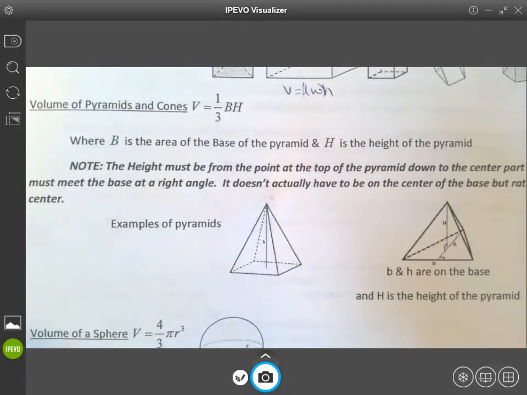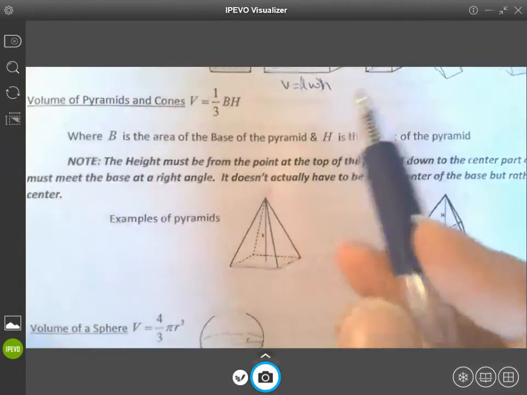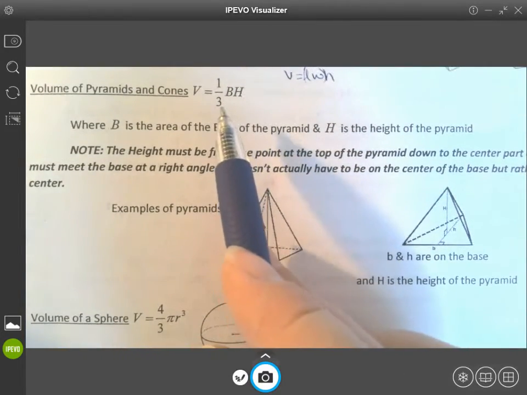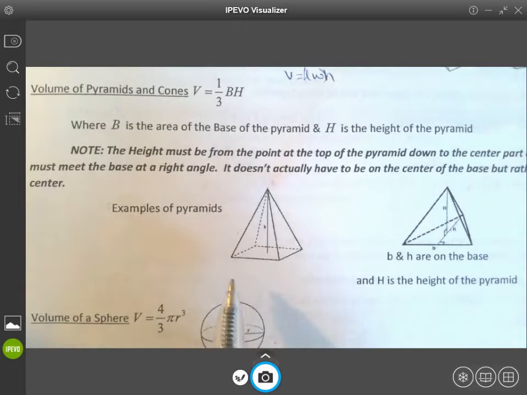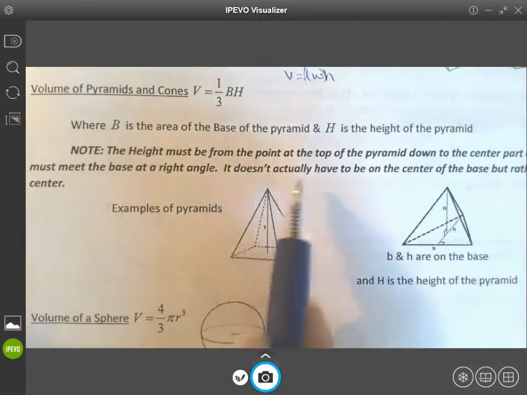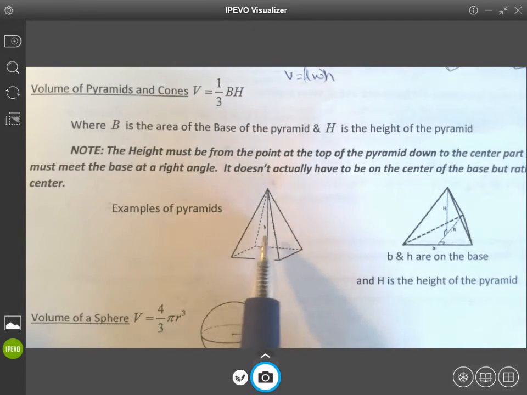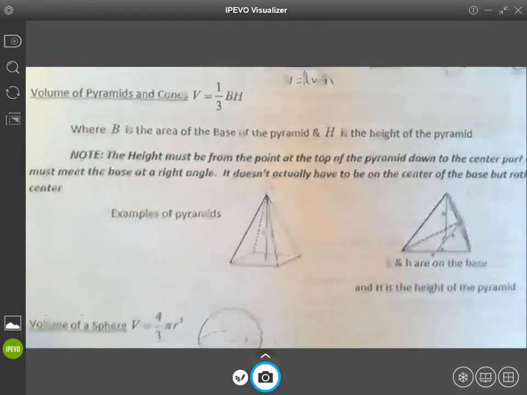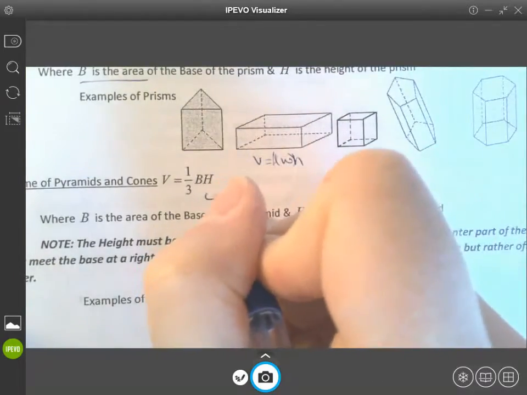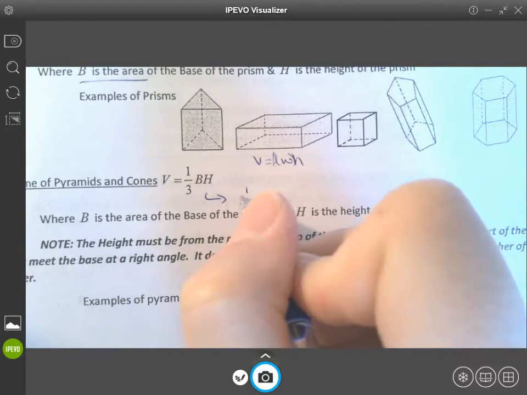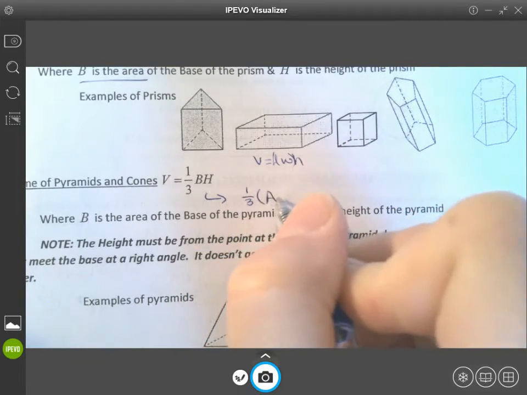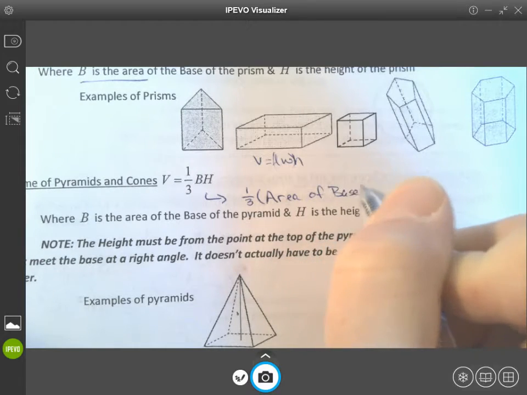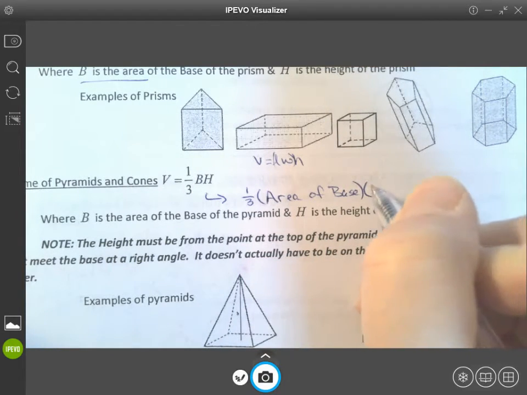Now, pyramids, it's the same rule. You're going to find the area of the base and multiply it by the height, but you take a third of that. So if I would take a box and put a box over top of this, only a third of the box would be filled up with the pyramid. That's the rule there. So the volume of a pyramid is 1/3, and the B stands for area of base. And then we multiply that by the height.